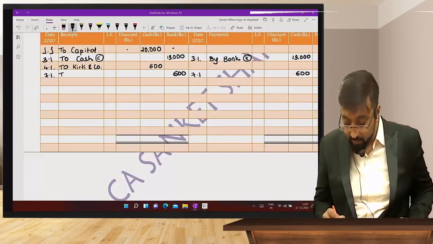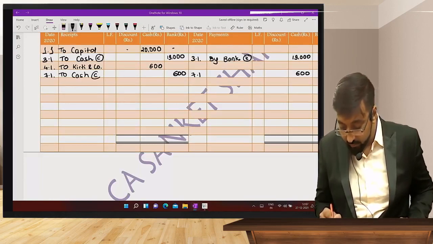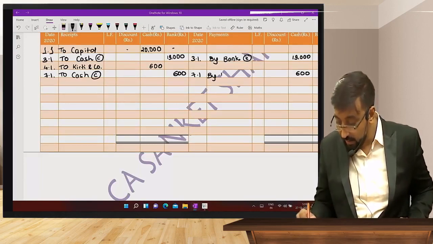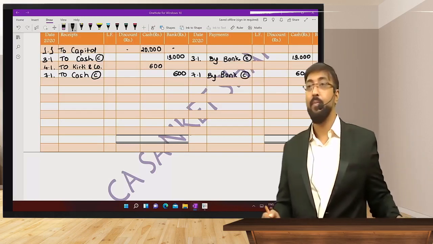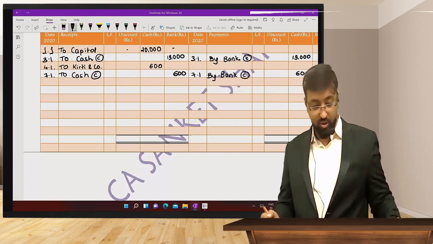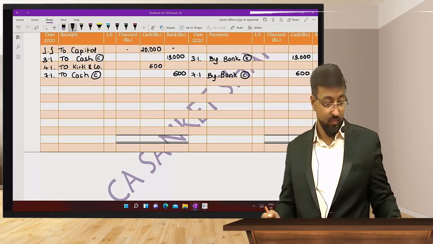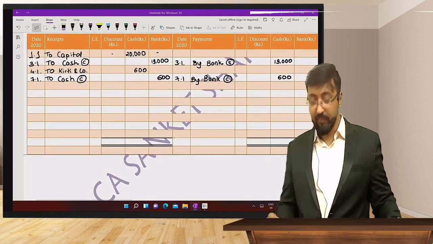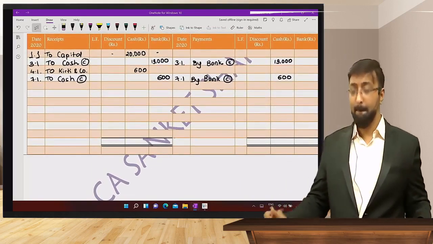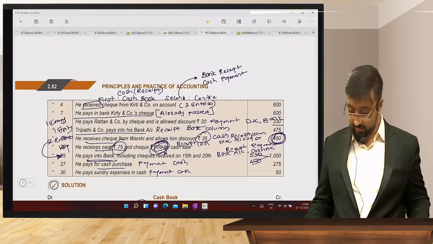So on the 7th Jan, you will pass the entry now. What is the entry? To cash, by bank. Contra entry. By bank to cash. Easy? Next.